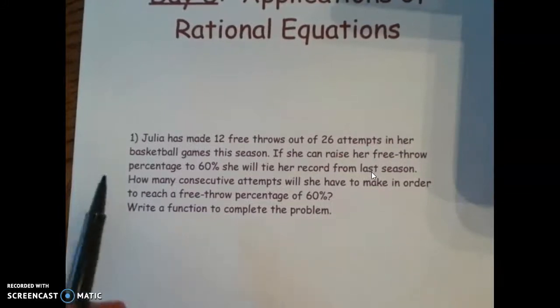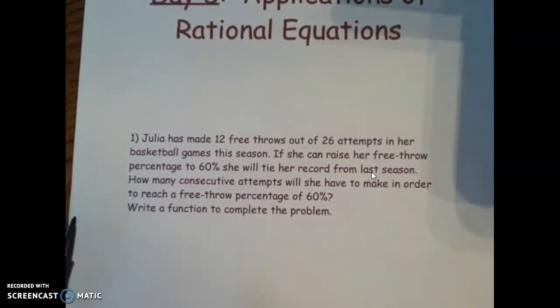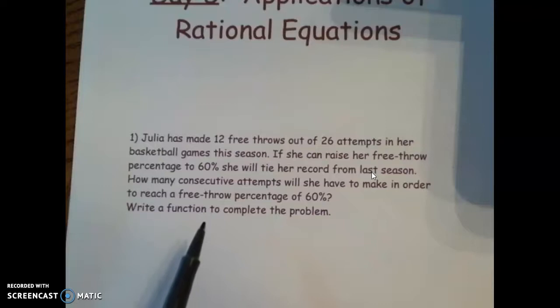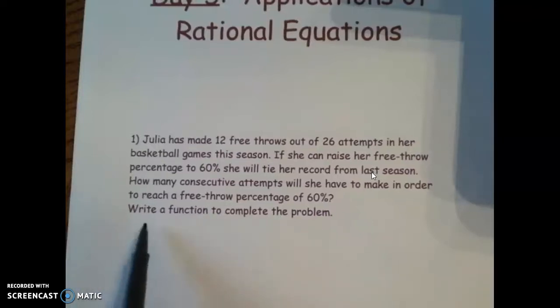It says Julia has made 12 free throws out of 26 attempts in her basketball games this season. If she can raise her free throw percentage to 60%, she will tie her record from last season. How many consecutive attempts will she have to make in order to reach a free throw percentage of 60%? Write a function to complete the problem.